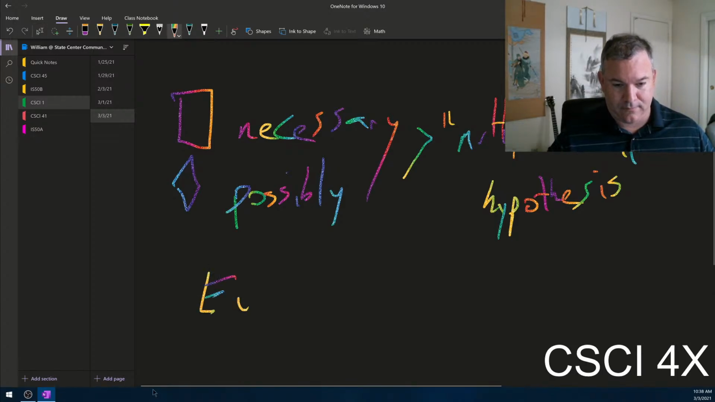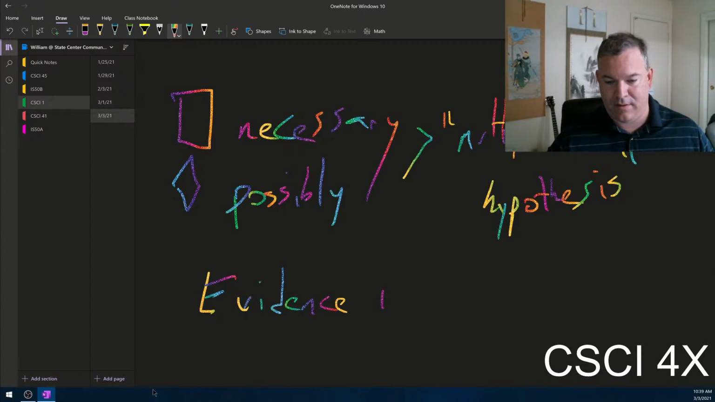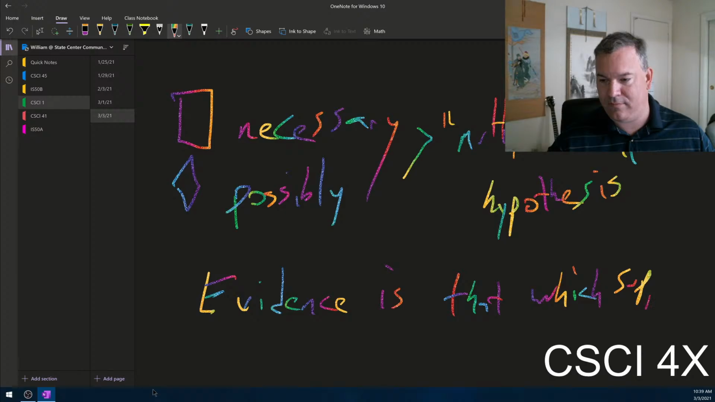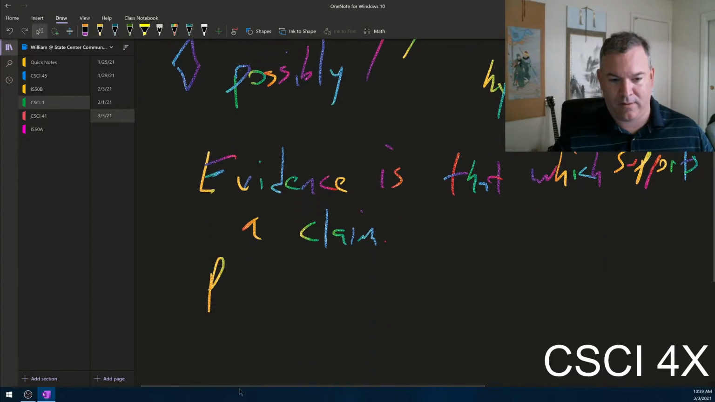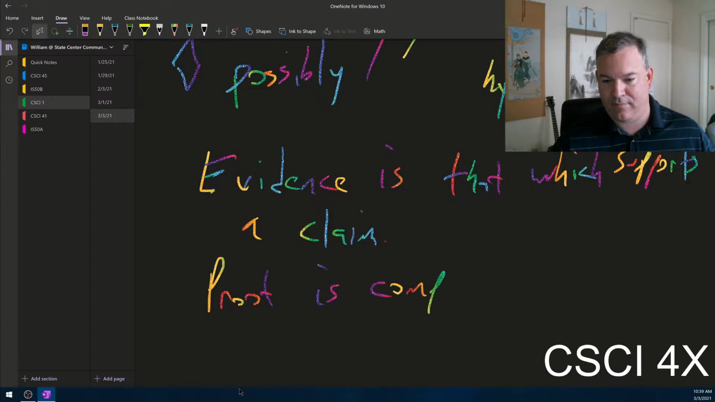So evidence is that which supports the claim, and proof is compelling evidence.